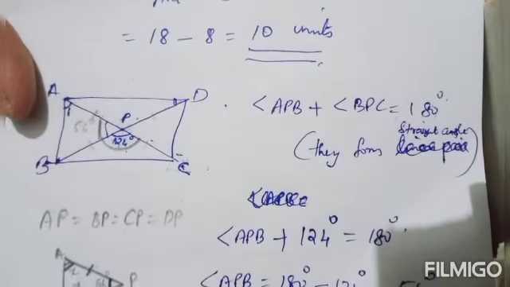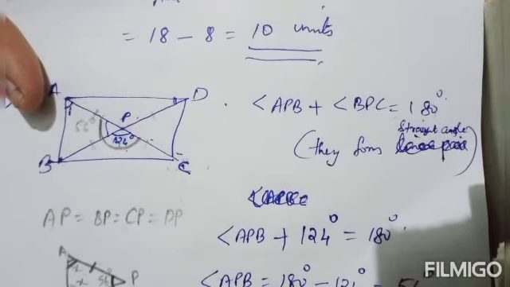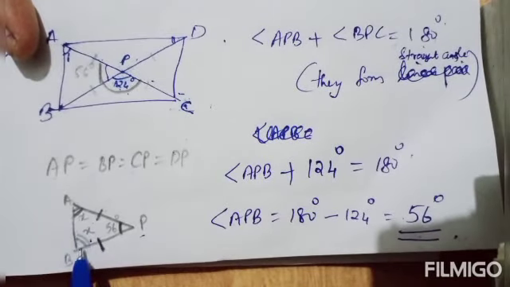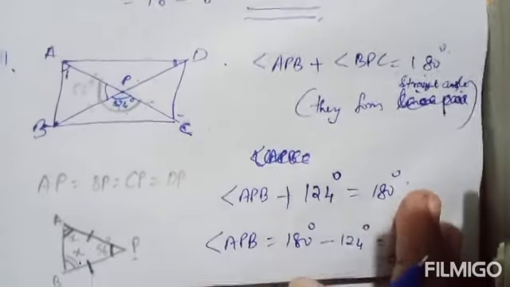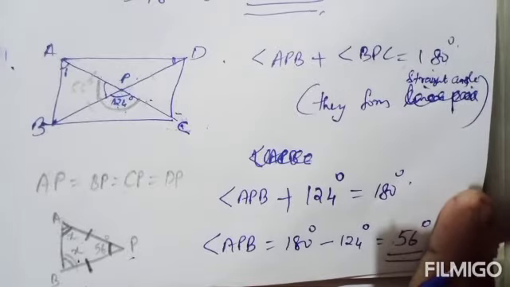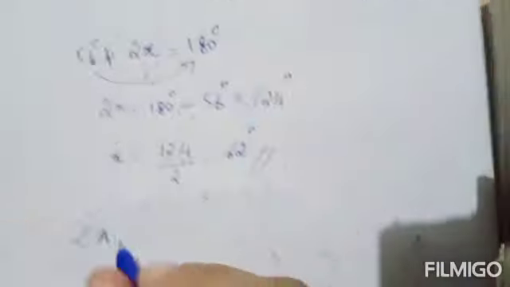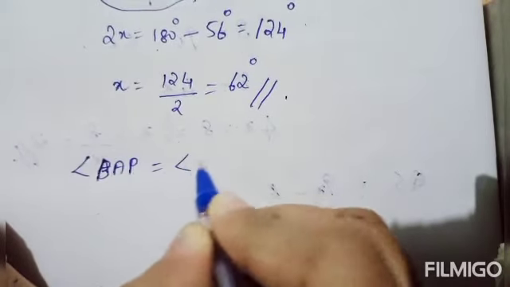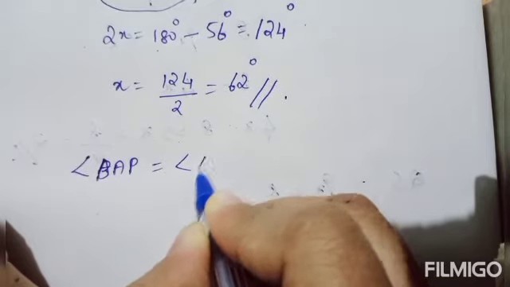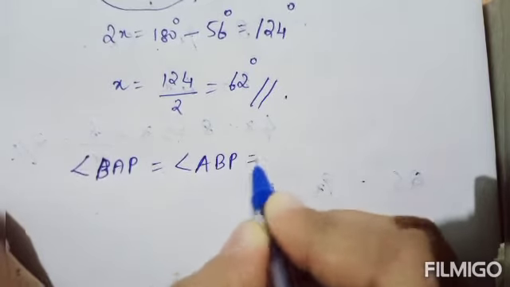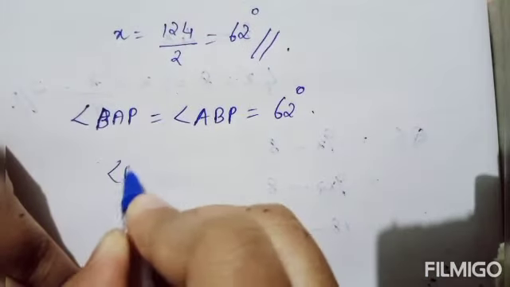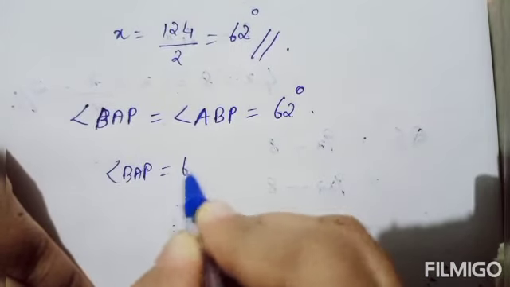Okay, angle BAP equal to angle ABP equal to 62 degrees, we can write. Our first question is angle BAP. So angle BAP equal to angle ABP equal to 62 degrees, we can write. From this, angle BAP equal to 62 degrees.